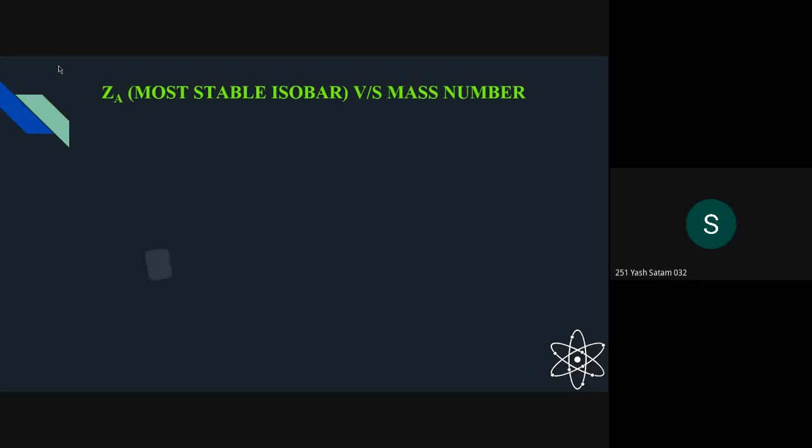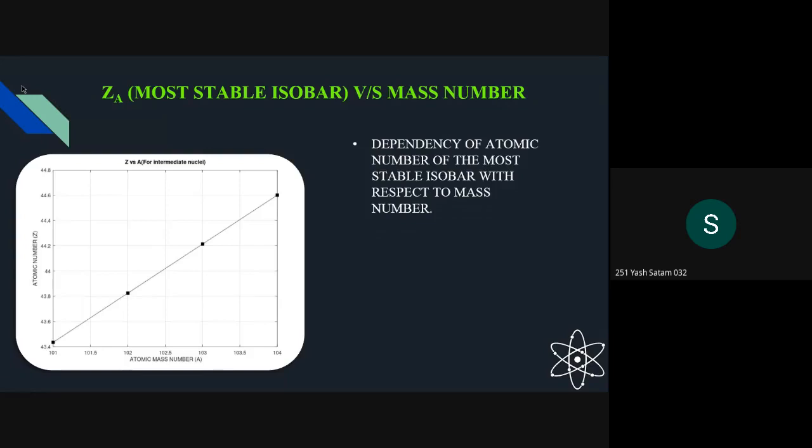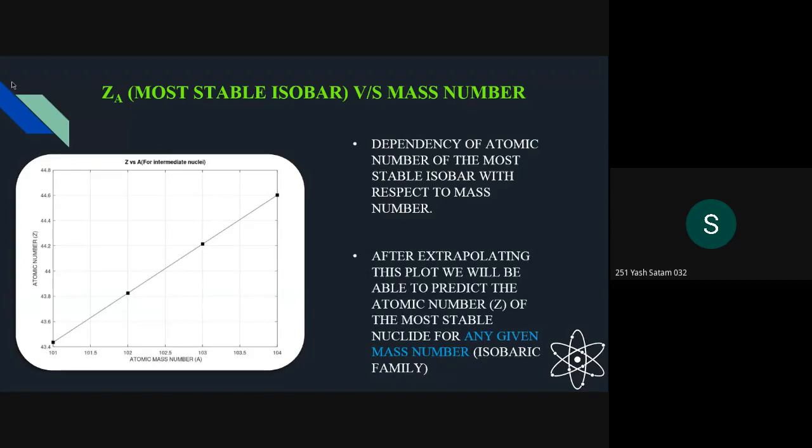Okay. So the second plot is the plot of the atomic number of the most stable nuclide or isobar, we can say, against its atomic mass. The significance of this graph is that it tells us the dependency of atomic number versus the atomic mass. The second is that if we extrapolate this graph, we can also predict the atomic number for the most stable isobar for any given mass number.